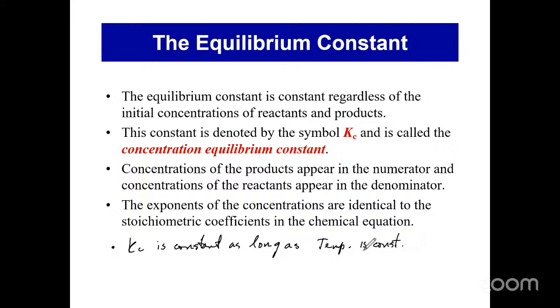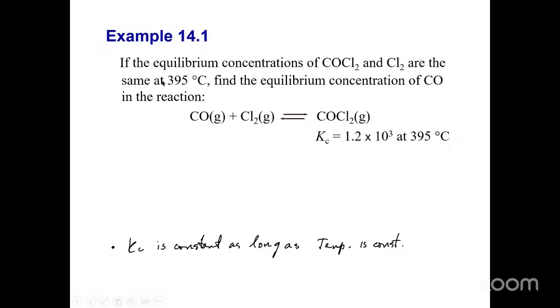All right. So let's look at this example right here. It says, if the equilibrium concentrations of COCl2 and CO2 are the same at 395 degrees, find the equilibrium concentration of CO in the reaction. So they gave you the equation here, which is balanced. Always check to make sure that the equation is balanced, right? And they gave you the Kc value equal to 1.2 times 10 to the 3, right?